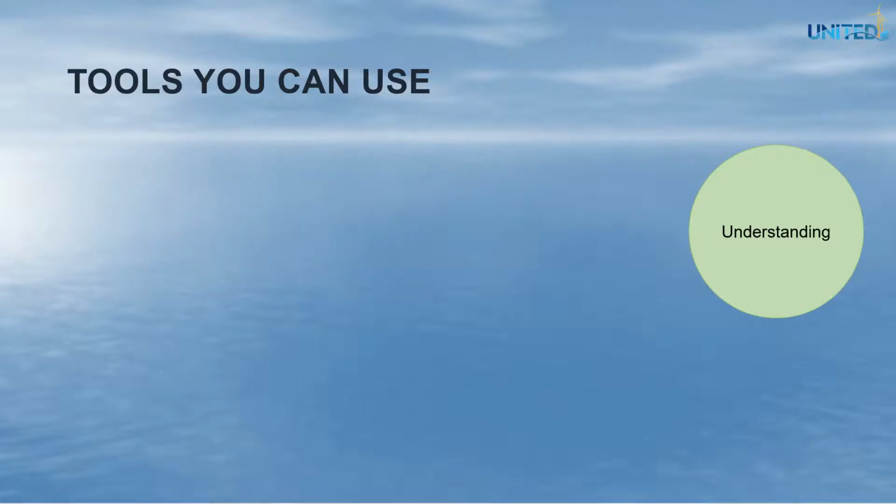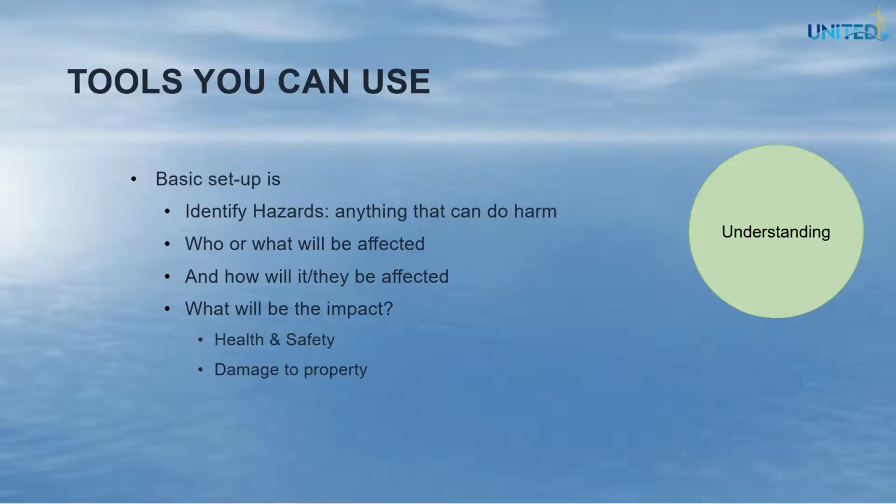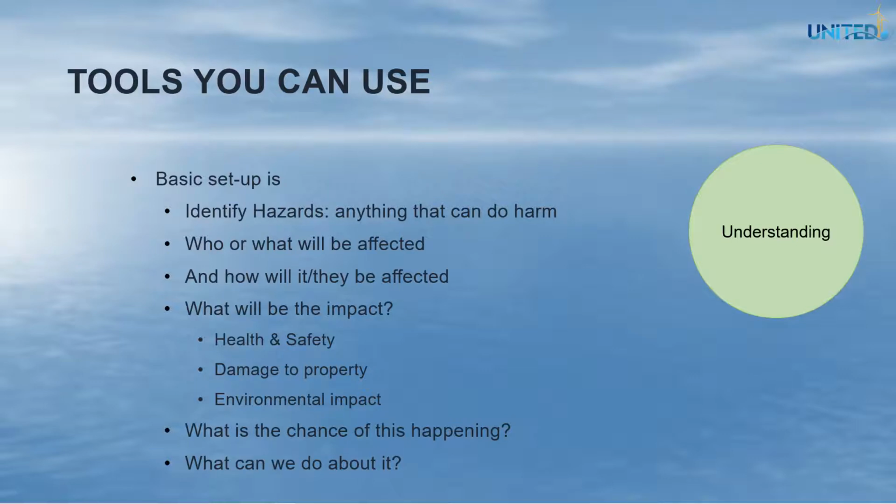The basic setup of a risk assessment is first identify hazards. Then, who or what will be affected by this? And how will they or it be affected? What will be the impact on health and safety, damage to property, or environmental impact? And what is the chance of this development happening? And what can we do about it?